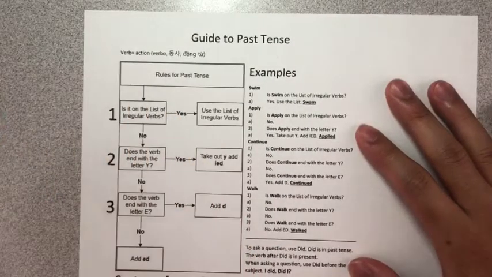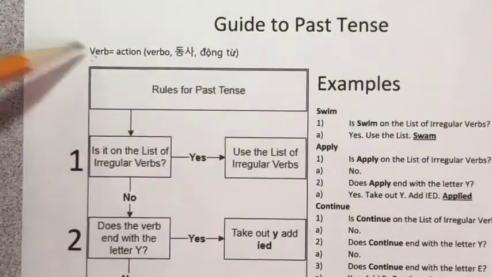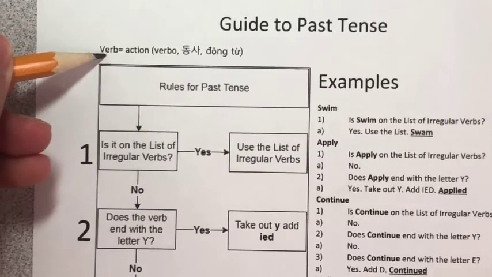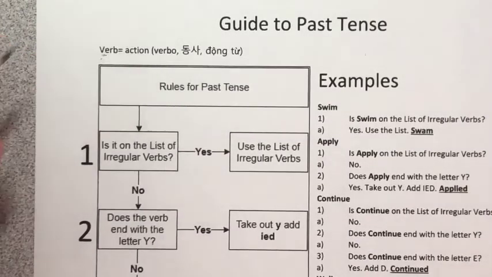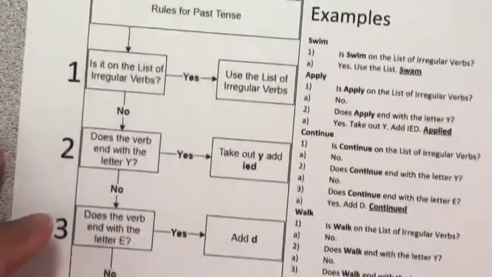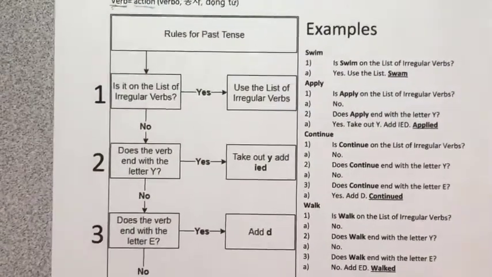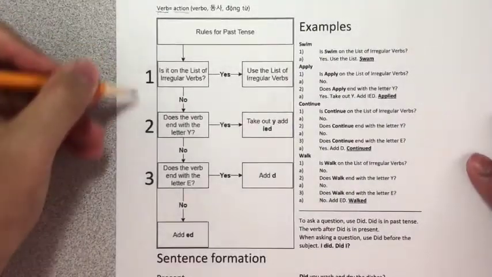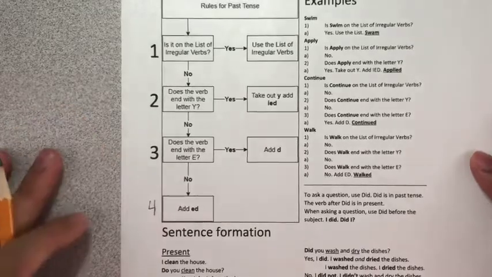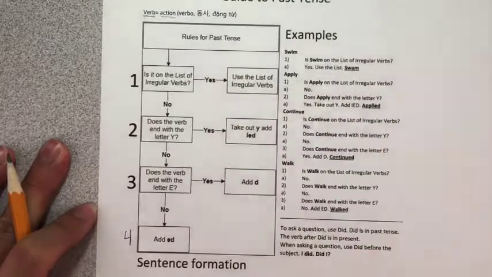So we're only looking at the verbs for now. The verb is an action. So verbs are walk, talk, jump, clean, drive. All of these are verbs. They are actions. Okay? So there are rules for past tense. I made 4 rules for past tense. 1, 2, 3, and 4. This is number 4 here. So if you do not have this paper, you need to copy everything here.